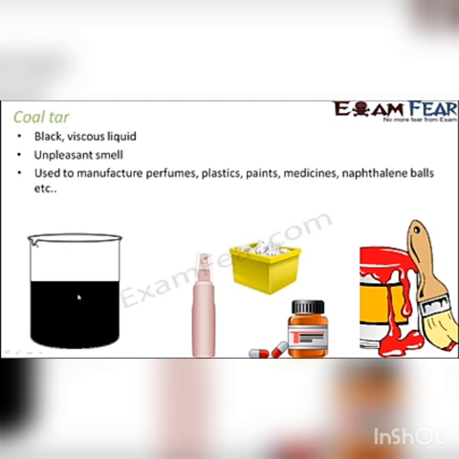However, it can be useful in manufacturing a lot of products like perfumes, plastics, paints, medicines, naphthalene balls. So these are some of the things where, during manufacturing, coal tar turns out to be useful. It helps in producing so many different substances. So that means it is a useful thing.